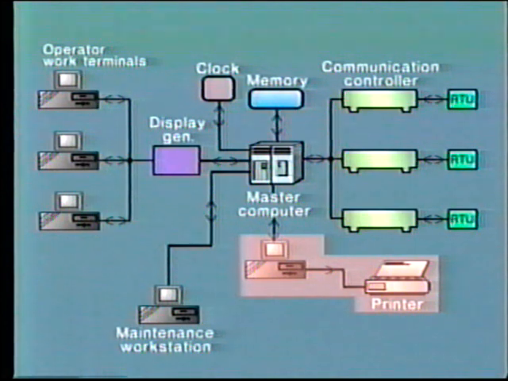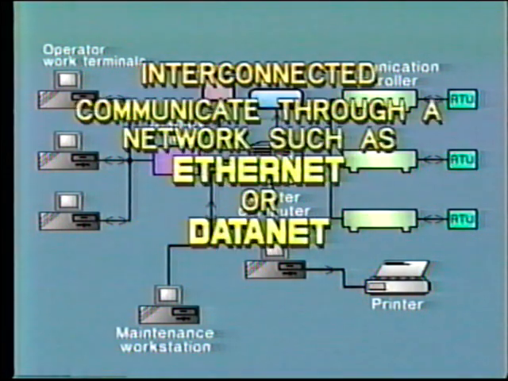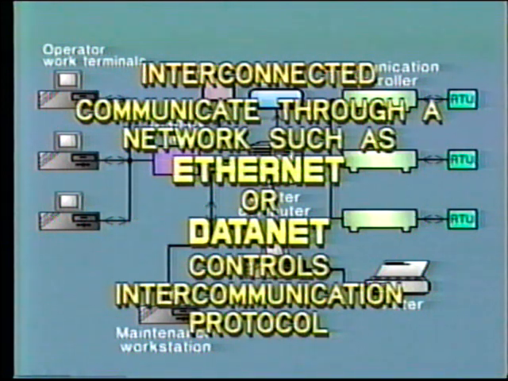We've already mentioned that the stored data can be manipulated and used to provide valuable engineering reports. This is usually performed on a dedicated computer with associated printers. Again, this will have direct access to the memory bank. Yet a further workstation may be provided to carry out maintenance checks on the operation of the system. The CPU and peripheral computers are interconnected and communicate with each other through a network such as Ethernet or DataNet or some other supplier system. In essence, this controls the intercommunication protocol by instructing specific computers when to listen or talk.